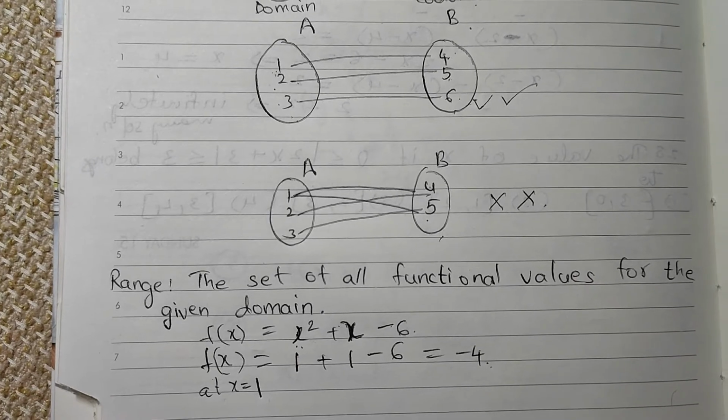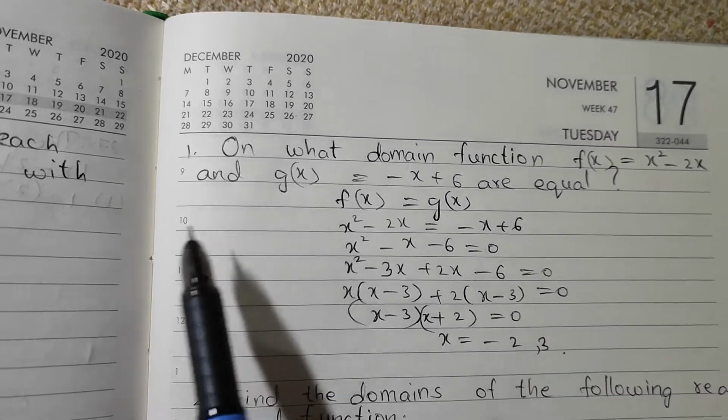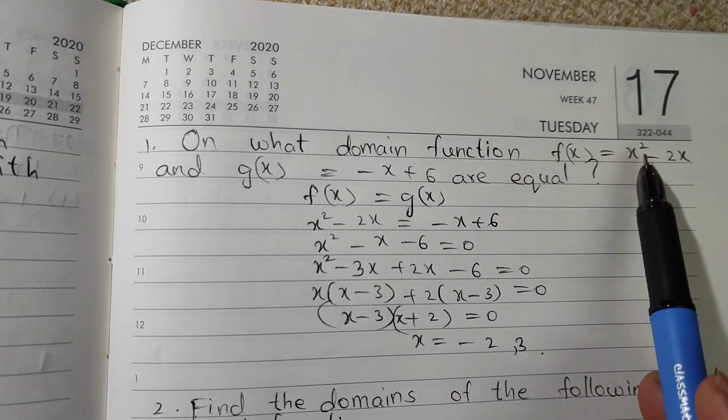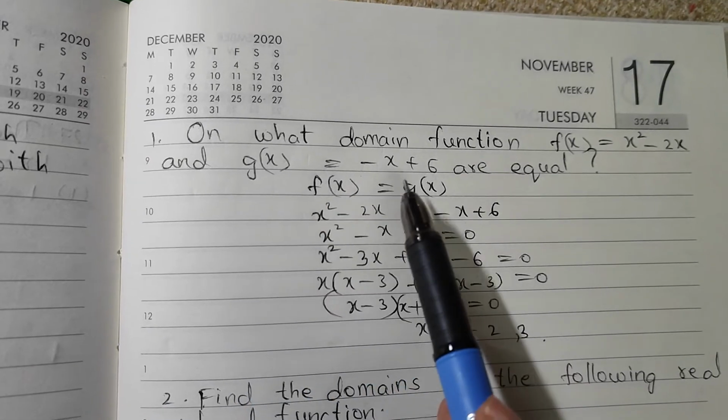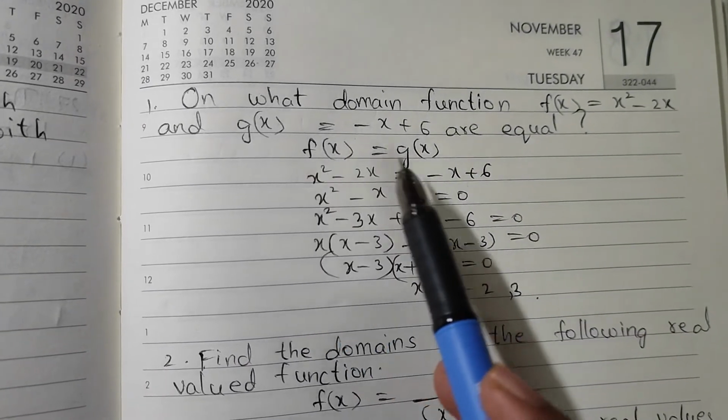Okay, let's move on further. Let's see some quick examples on functions. So on what domain function f of x is equals to x square minus 2x and g of x is equals to minus x plus 6 are equal? So f of x is equals to g of x.